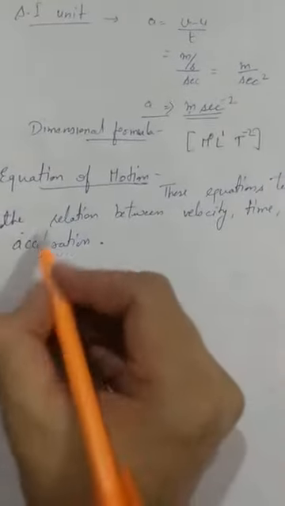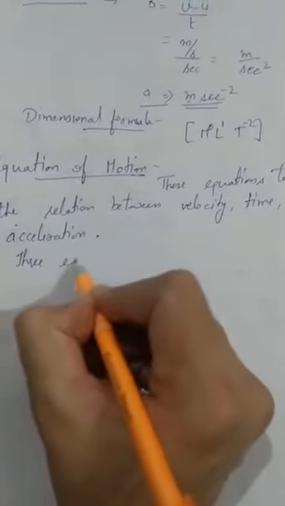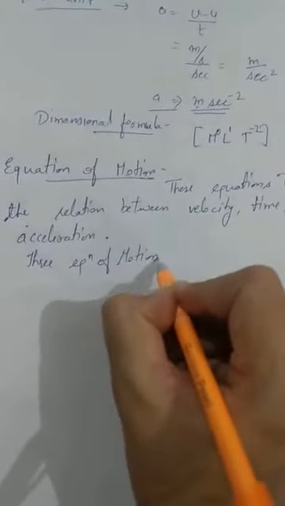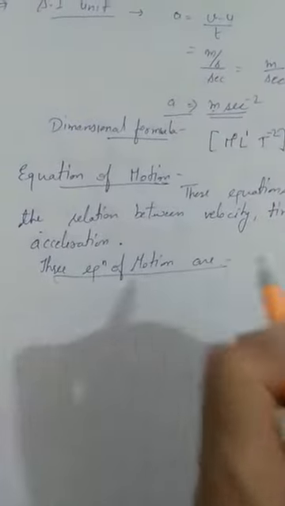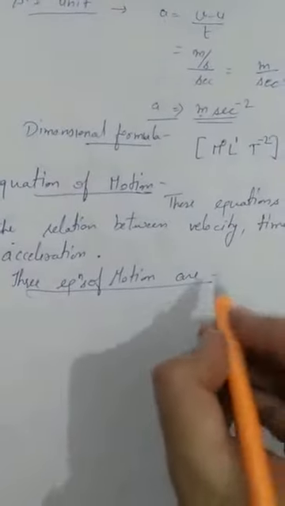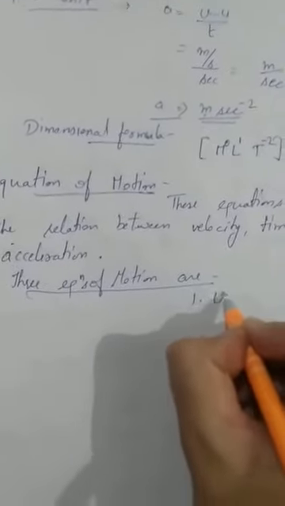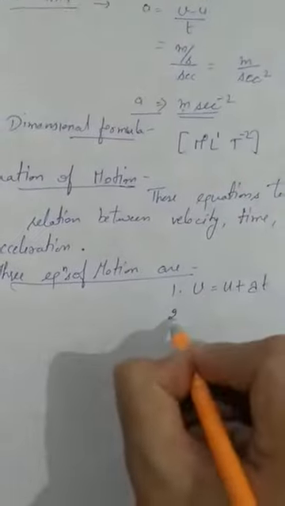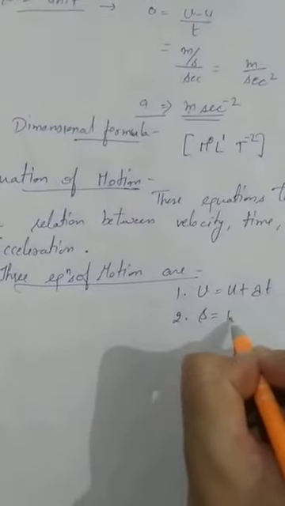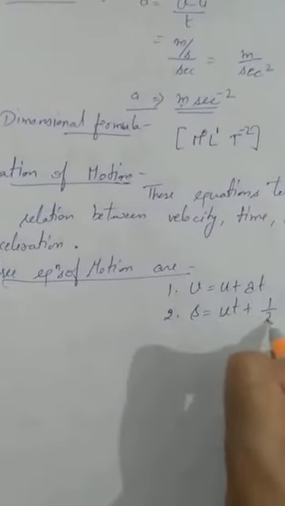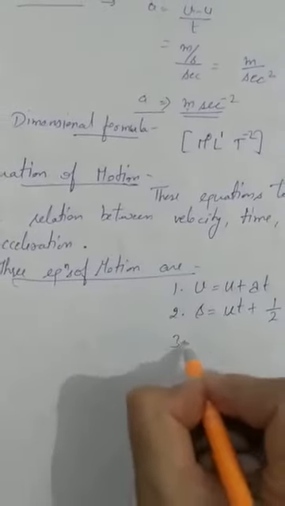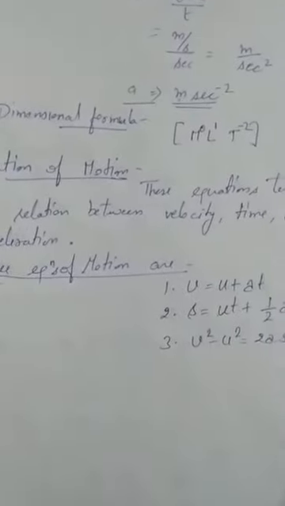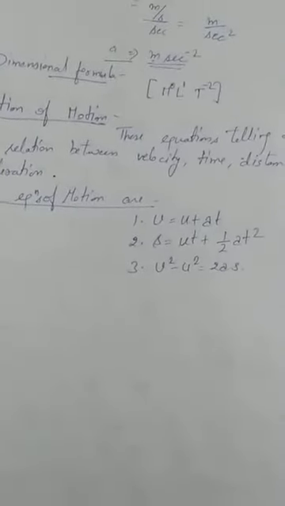There are 3 equations of motion. The 3 equations of motion are: first equation, V equals U plus AT; second equation, S equals UT plus half AT square; third equation, V square minus U square equals 2 AS. These are the 3 equations of motion.